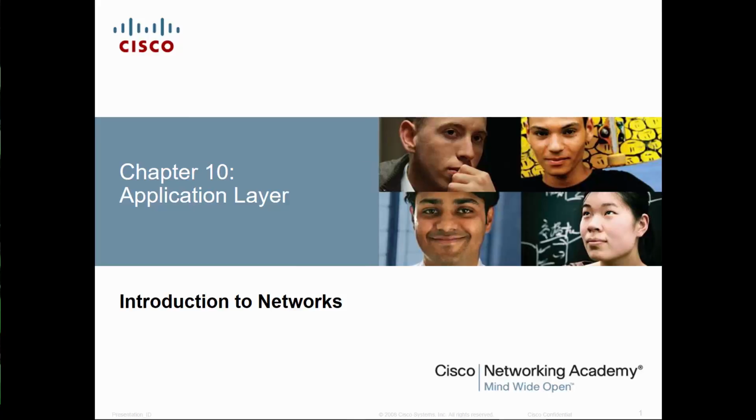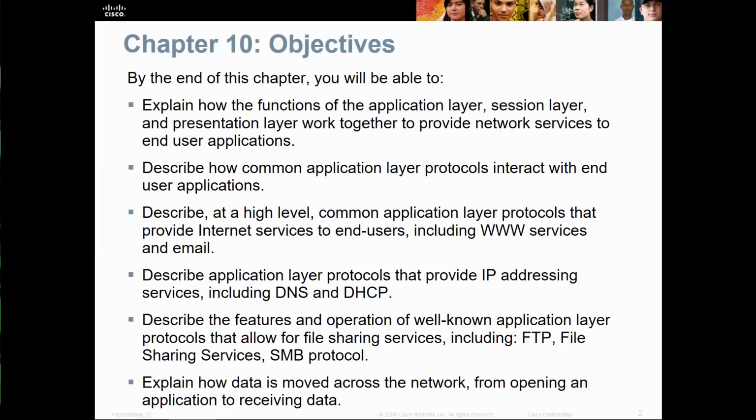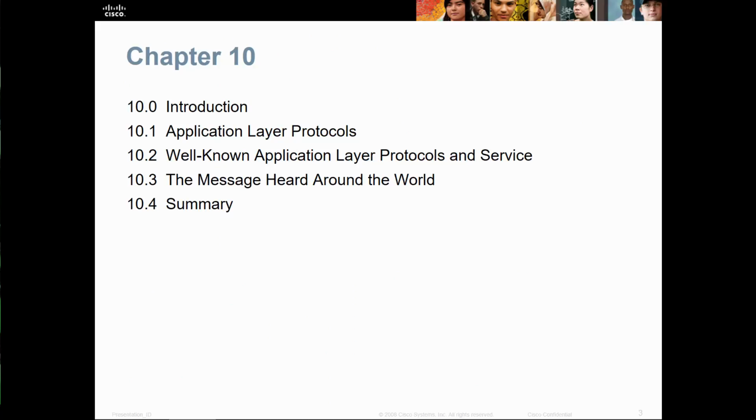Welcome to Chapter 10 of my CCENT study material. This is dealing with the application layer. So in this chapter, we're looking at things like our applications, like www and email, DNS, DHCP, things like FTP, some basic protocols that are used in a typical network. This chapter is broken down into application layer protocols, well-known application layer protocols, and the message heard around the world, and we're going to end with a summary.